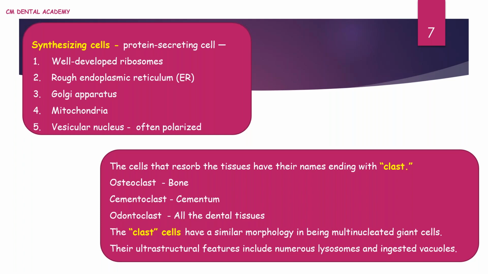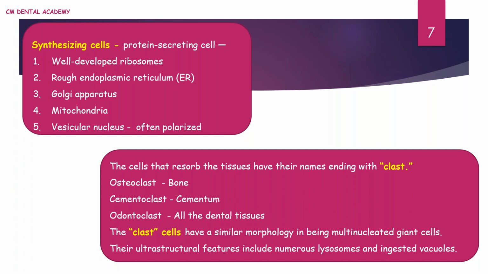Once the tissues are formed, how are they going to be destroyed or damaged due to caries or other pathological conditions? There comes the villain. The clast cells are called the resorbing cells, such as osteoclasts, which resorb the bone, cementoclasts, which are involved in resorbing cementum, and odontoclasts, which resorb all the dental tissues.